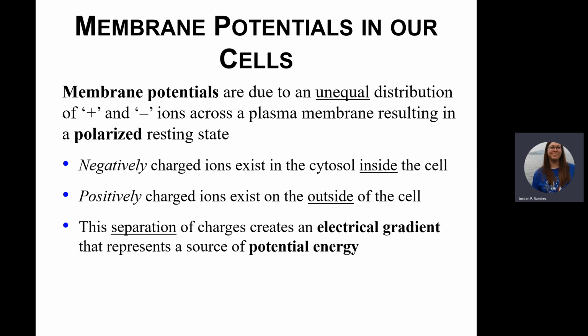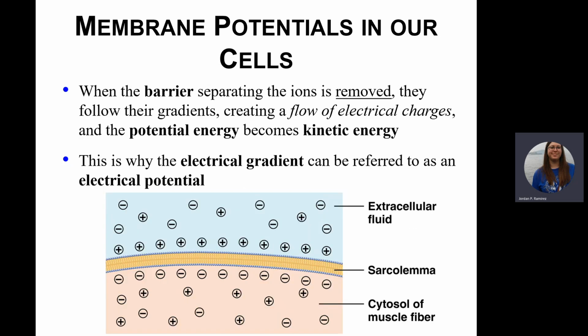I don't really want to get too much into physics here, but we'll talk a little bit about it. When the barrier separating ions is removed, they're going to follow their gradients. Again, it's like if you shoved 1,000 people into one little bitty room, and if you opened the door, they're just going to kind of fall out, if not run out. They're going to follow their gradients, okay? So this creates a flow of electrical charges, and the potential energy becomes kinetic energy. This is why the electrical gradient can be referred to as an electrical potential.